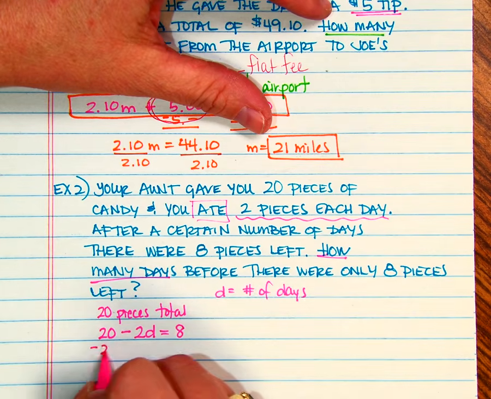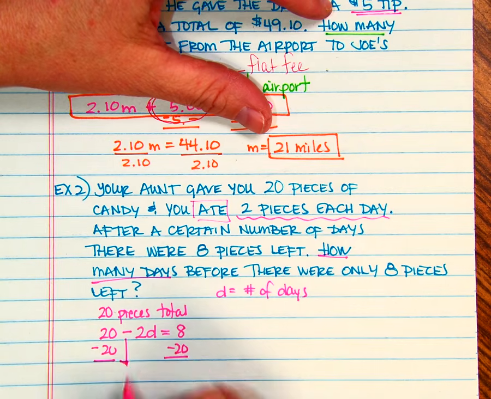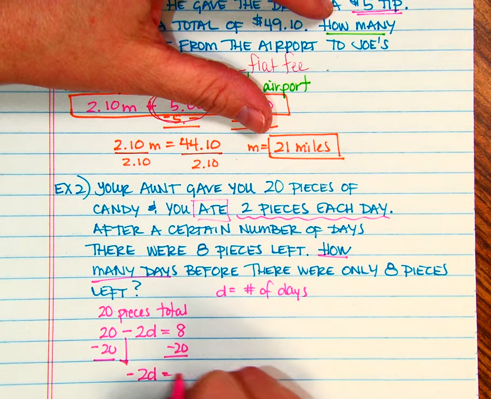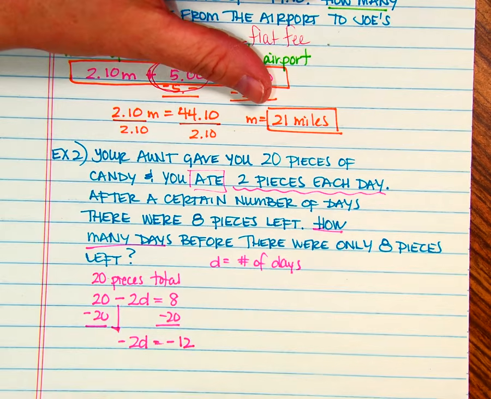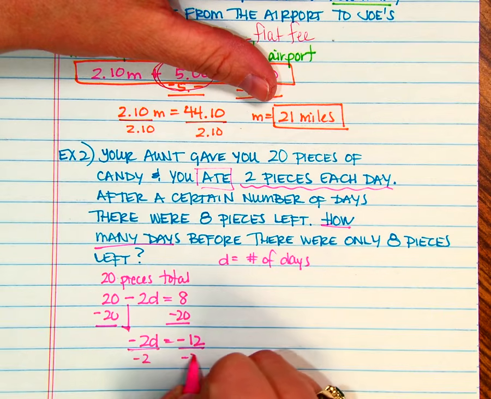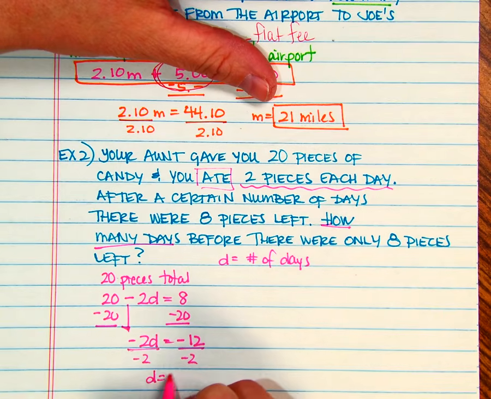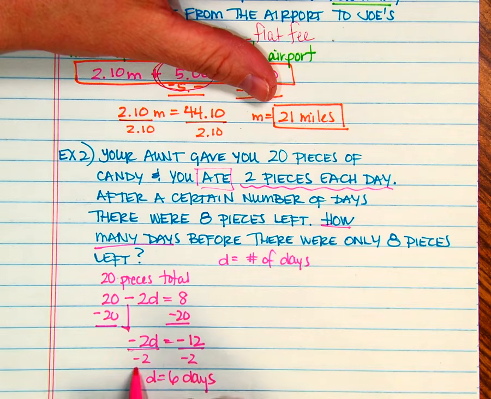Solving, subtract 20 on both sides. Do not forget to bring down that negative. So negative 2d equals negative 12. Divide both sides by a negative 2. And you're going to end up with d equals 6, and that is going to be 6 days.